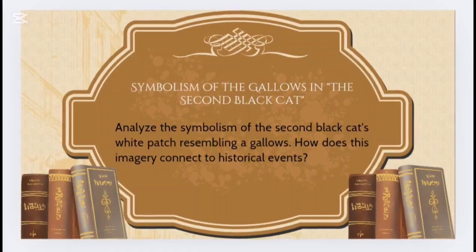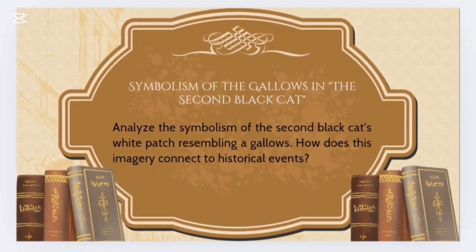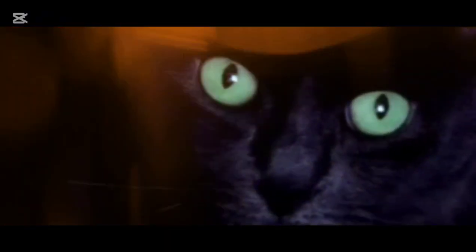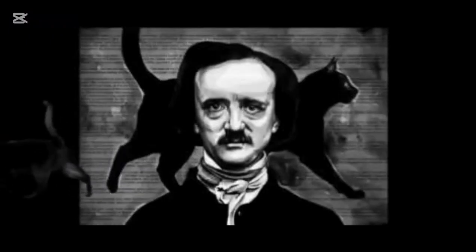Analyze the symbolism of the second black cat's white patch resembling a gallows. How does this image reconnect to historical events? The story uses a black cat with a white mark shaped like a gallows, a structure for hanging people. And as a strong symbol, this isn't just a random detail, it's a warning.